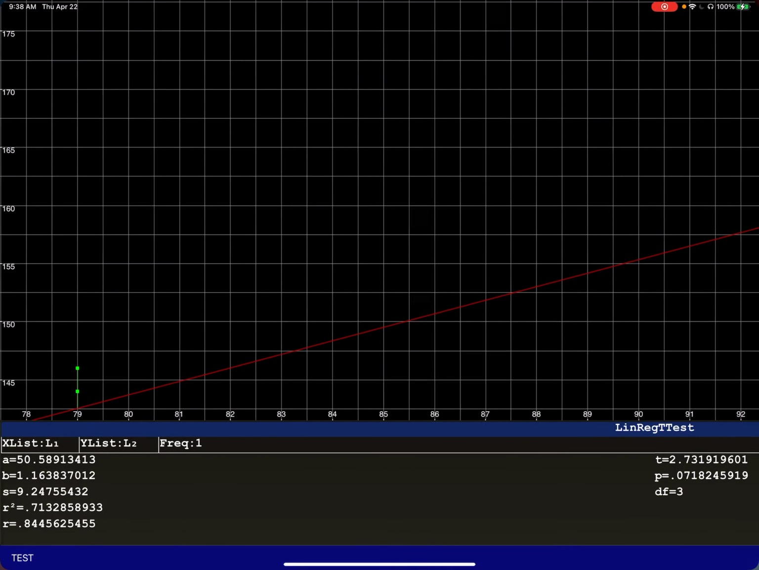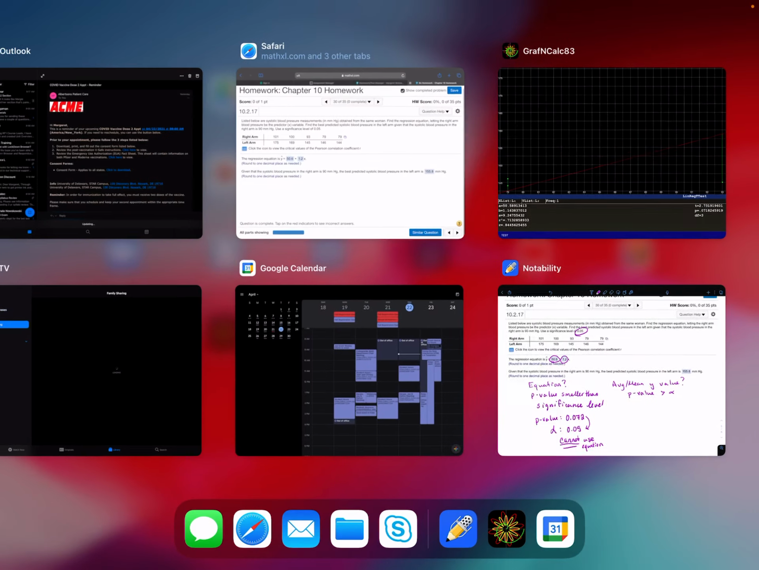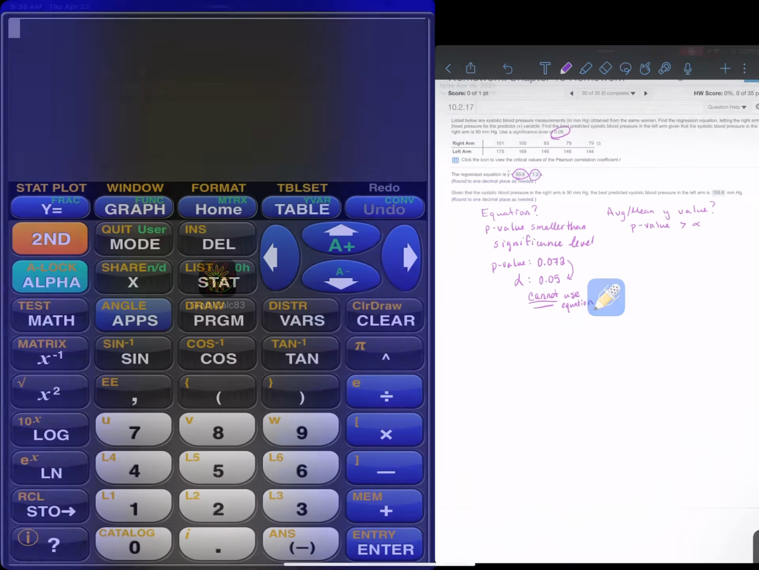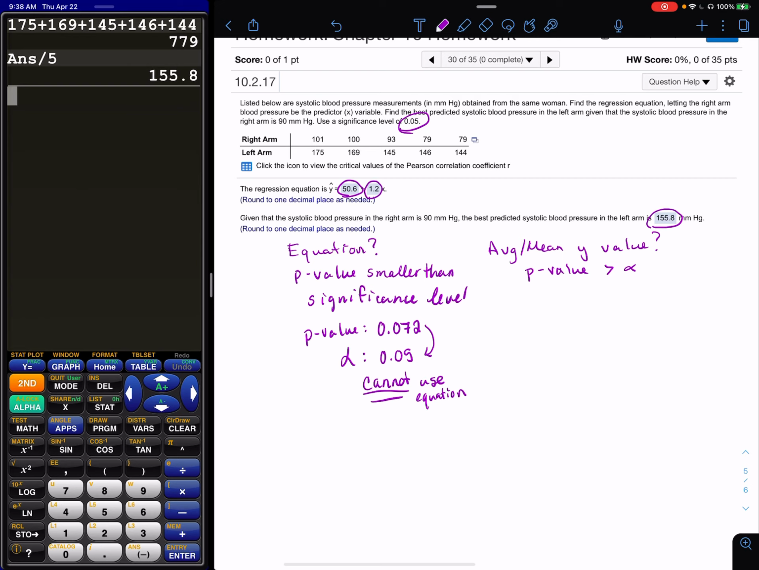I need to get out of this Lin-Reg t-test, which it's not letting me do. Yay, technology, right? There we go. So I'll go to this calculator and I need to just find the mean. Remember, I do that by adding everything up. So I'll add up all the y values, the 175, 169, 145, 146, and 144. Then I divide by how many things there are. There's 5. So that's what gives us that 155.8.